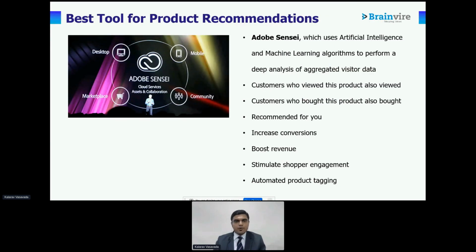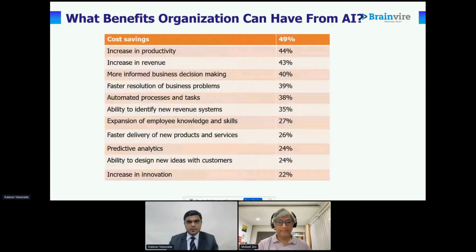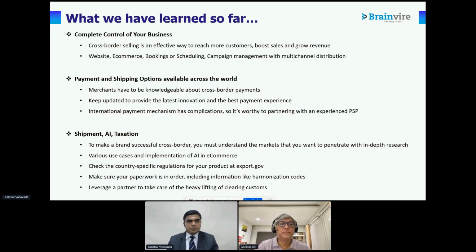A couple of tools are provided by Adobe itself. Adobe Sensei is a very important tool for artificial intelligence. With that, you can give the customer good ideas with insight from search, and a couple of analyses are also available, like customers who bought this product also bought other products. You can give those recommendations, and that way you can boost revenue and automate the shopping process. So these are a couple of benefits in terms of increasing productivity, revenue, and predictive analysis with artificial intelligence. So thank you so much.